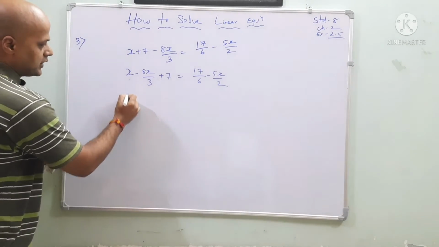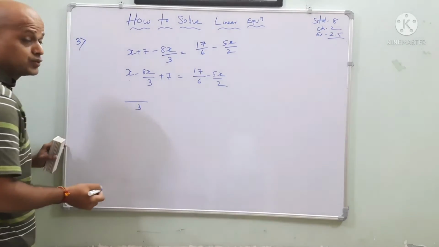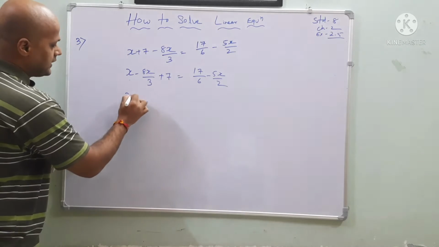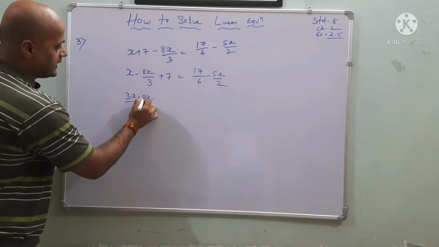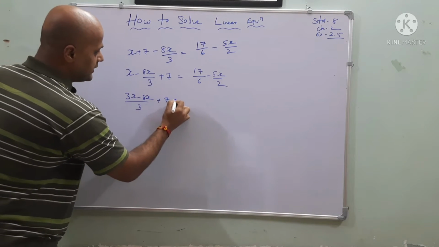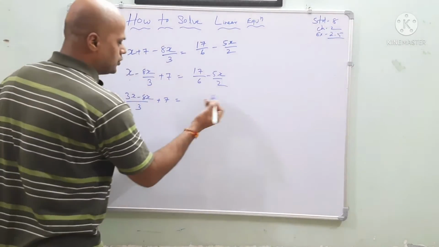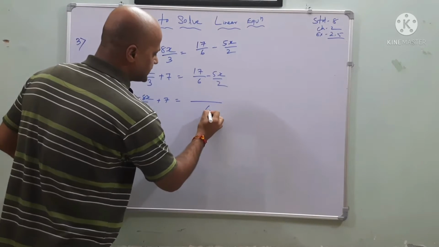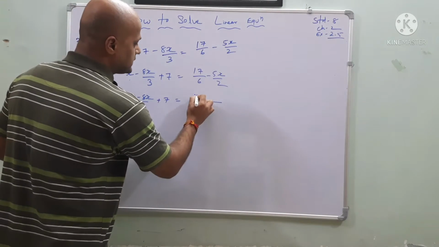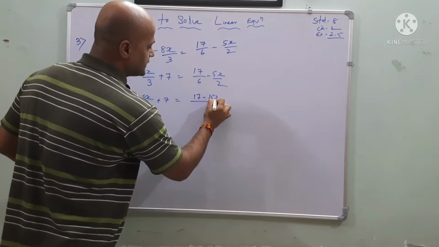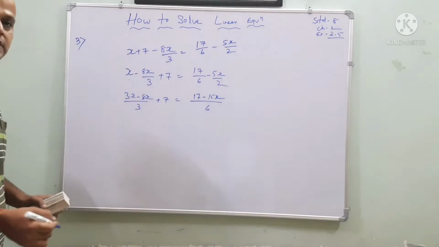Here nothing is there, means 1. So the LCM is 1. 3, that will multiply with 3x by minus 8x plus 7 is equal to... you can directly do this one. If you want to do it, then do it. No problem is there. What is the LCM? 6. Okay. Then 17 minus 15x. Directly do it. Okay. Understood, my dear friends?